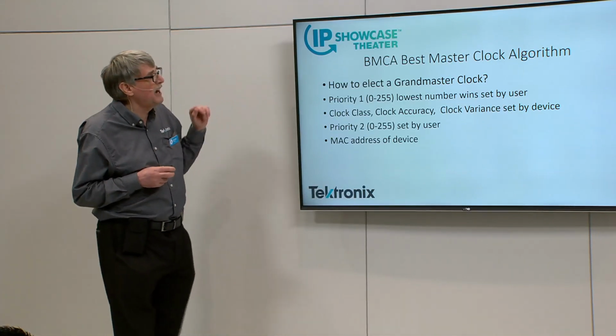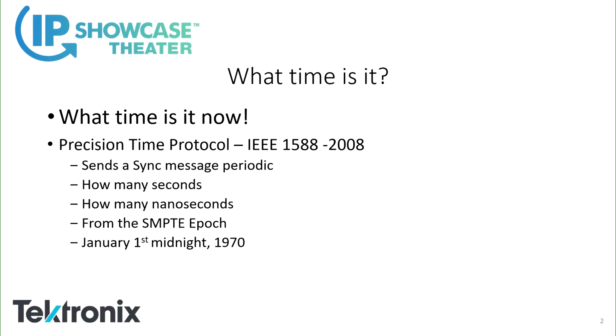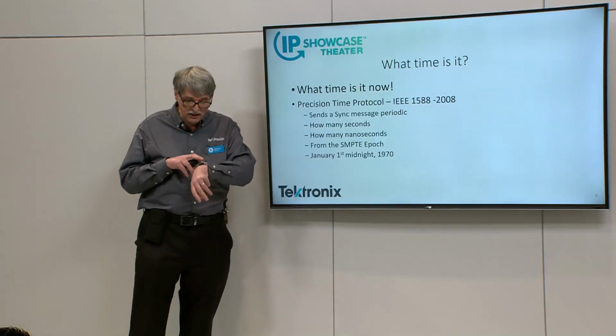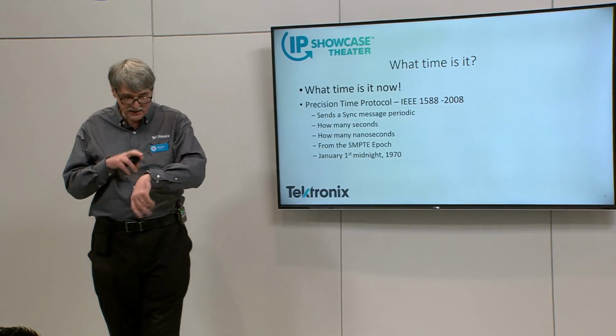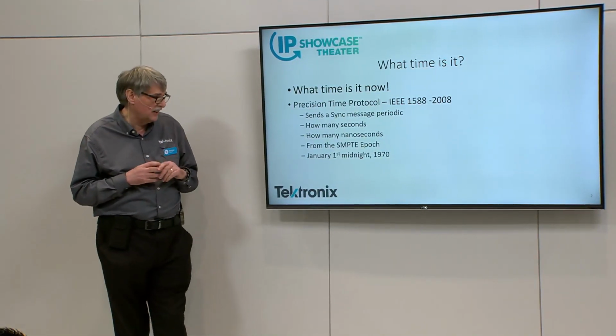So we're going to be talking about a variety of things related to PTP and finding out what time it is now and how we keep that time going through the network. And to do that, we're going to be using Precision Time Protocol, PTP, standardized in IEEE 1588. And that sends sync messages periodically that contain the time information. They contain that time information in seconds and nanoseconds, not in 3 hours and 7 minutes now. So how many seconds, how many nanoseconds do we have?